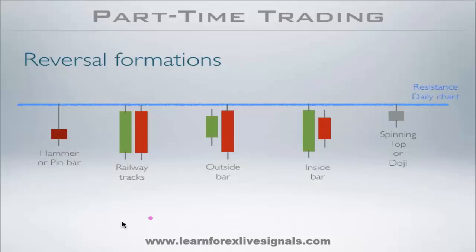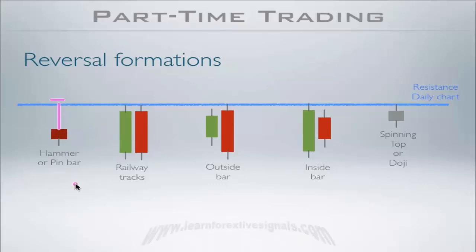What about the stop loss? Again, there are two ways of dealing with the stop loss placement: the aggressive and the conservative way. The conservative way is to simply place it 5 pips above the high of this pin bar, right there, 5 pips.